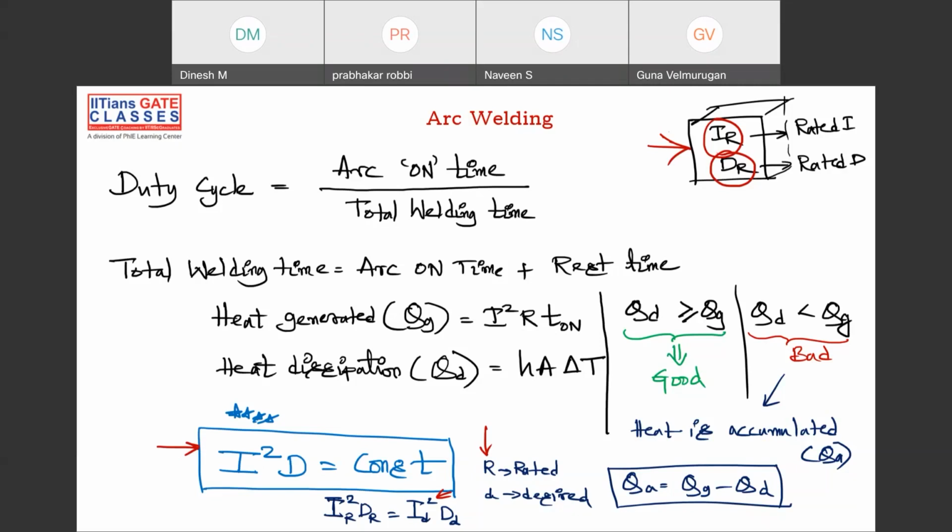Which one of the following relations is true in the case of arc welding? I square D is equal to constant. I into D is equal to constant. I by D is equal to constant. D by I is equal to... They can ask anything, but I square D is equal to constant is the right answer. Very important formula, very important.